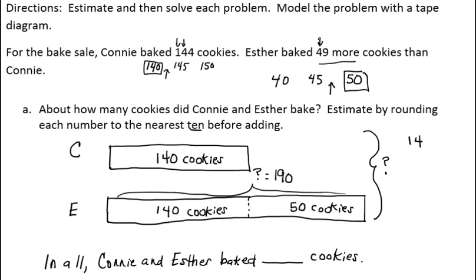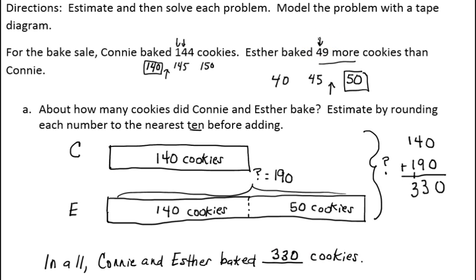We have 140 for Connie and 190 for Esther. I'll add them using the standard algorithm. 0 and 0 is 0. 4 tens and 9 tens is 13 tens. 1 plus 1 plus 1 is 3. So in all, Connie and Esther baked about 330 cookies.